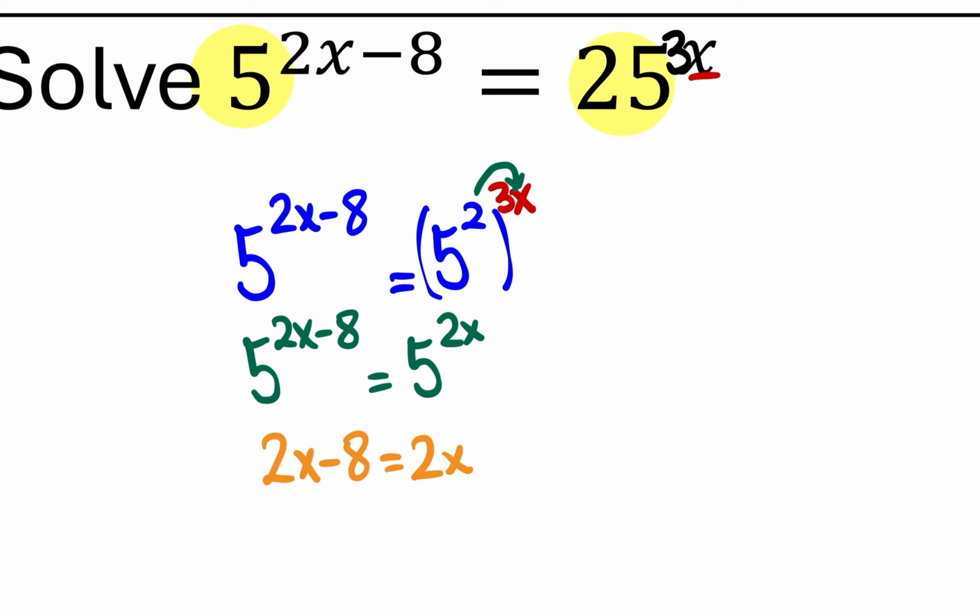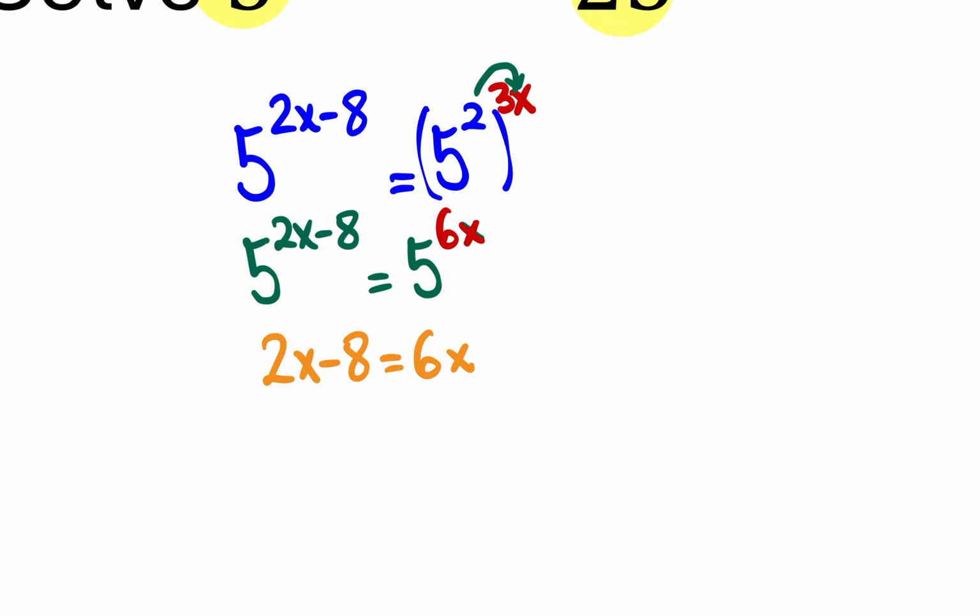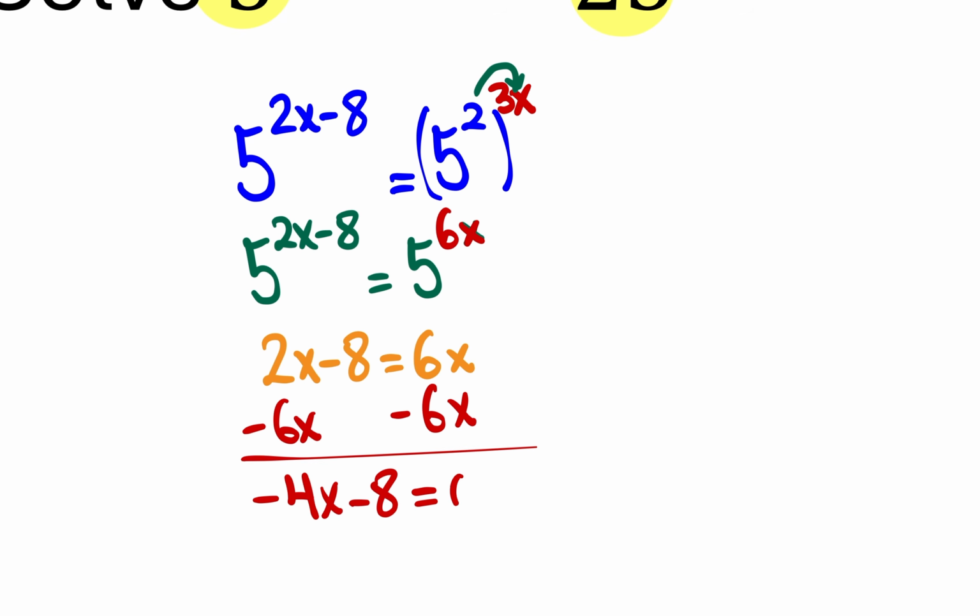So that's going to turn into a 6x. There we go. Same thing here. We have 6x. Okay, now we're going to move all the variables to the left-hand side. So I will do minus 6x minus 6x. This is going to give us negative 4x minus 8 is equal to 0.